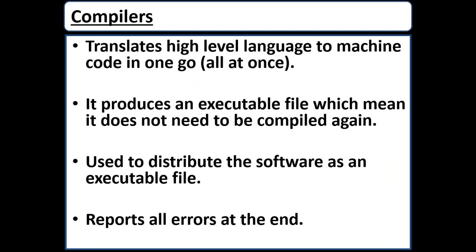So there are differences between compilers and interpreters when they translate high-level language. Compilers translate the high-level language to machine code in one go and also produce an executable file. That's why it is used to distribute software as an executable file, because with the executable file we can just double click it to open. This makes it easier for the customer to open your program. It also reports all the errors at the end of the translation. So if you have 10 errors in your code, it will give all of them right at the end.